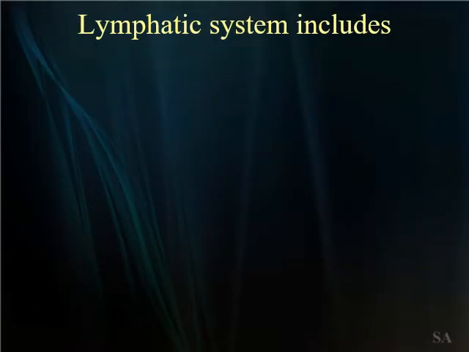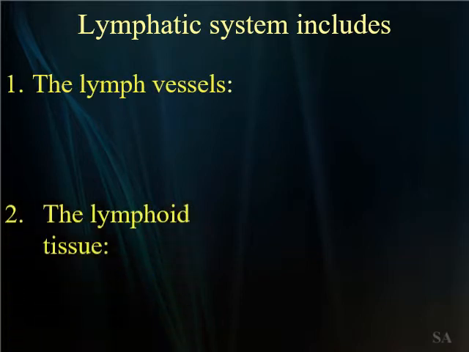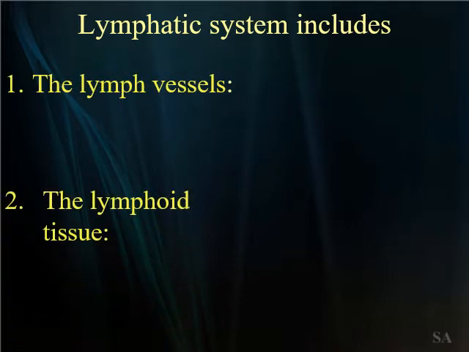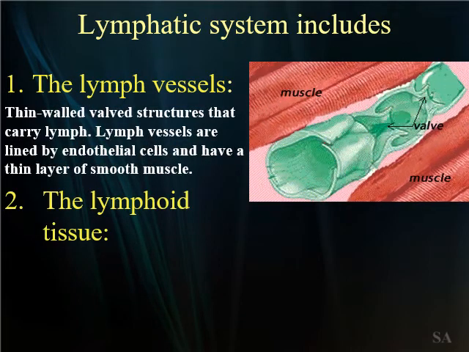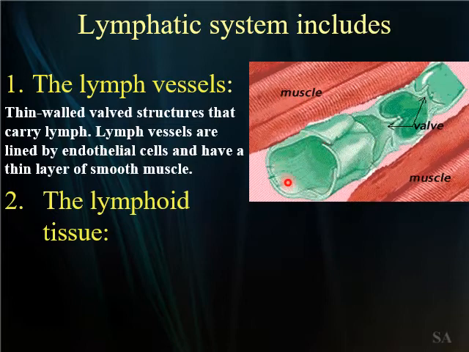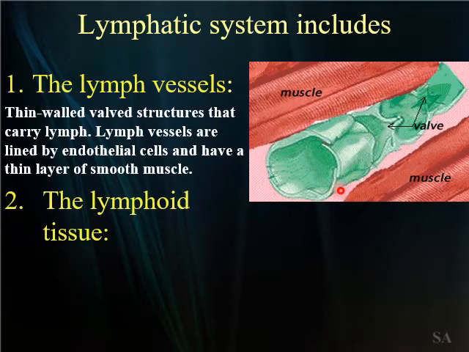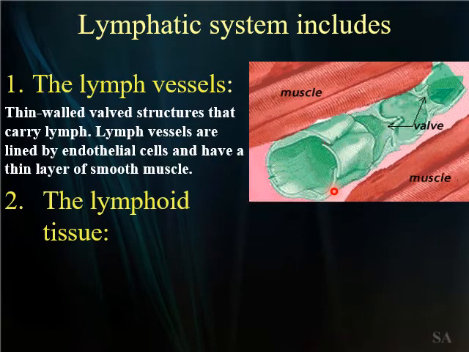The lymphatic system includes the lymph vessels and the lymphoid tissue. The lymph vessels have a thin wall. This wall contains valves. It is also lined with endothelial cells and a thin layer of smooth muscle, and the lymph passes through these vessels.